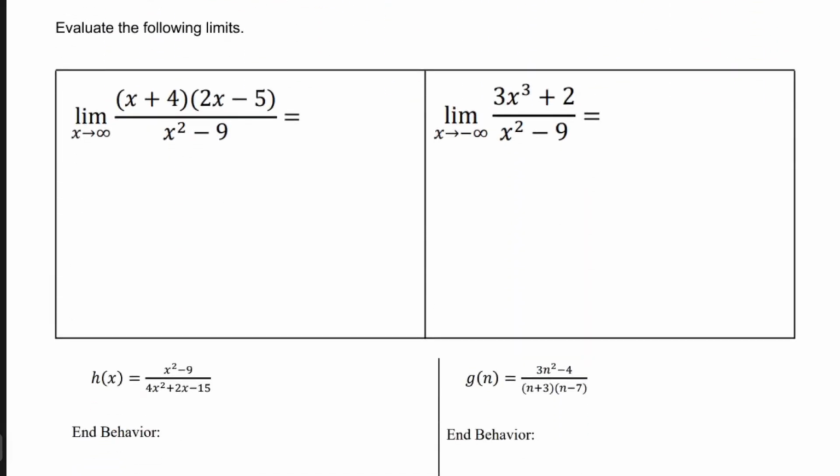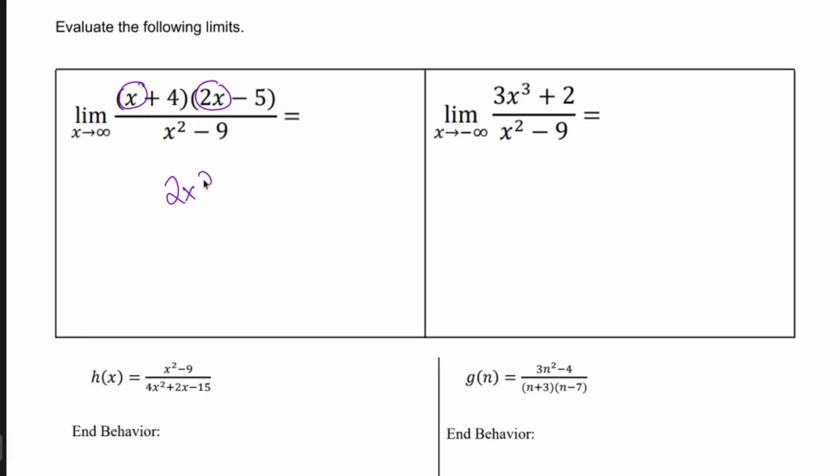So, let's evaluate the following limits. Now we only care about leading terms. So when I look at this, you take the leading term of every factor and multiply them together to get 2x squared. I don't care about anything else. That's going to be over regular x squared.